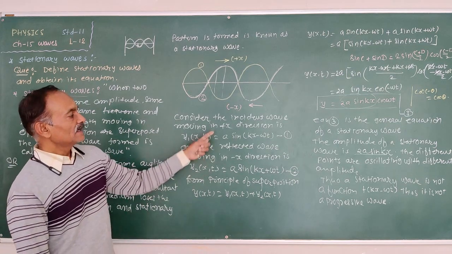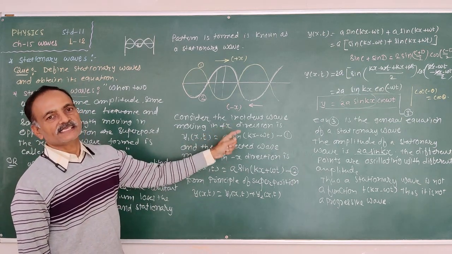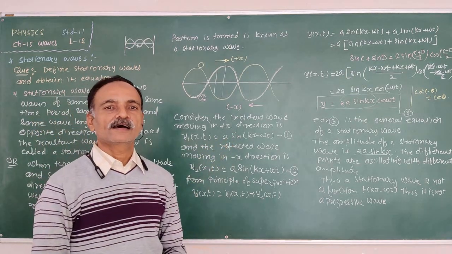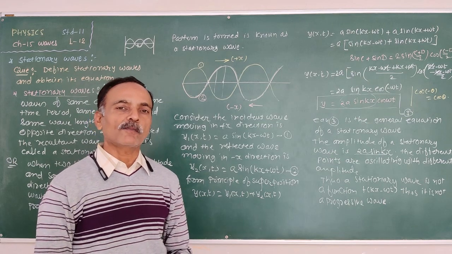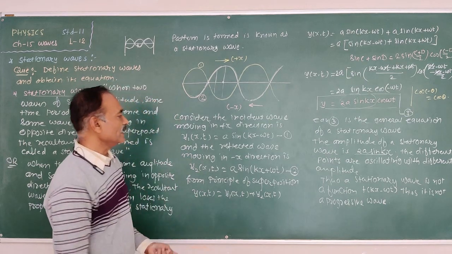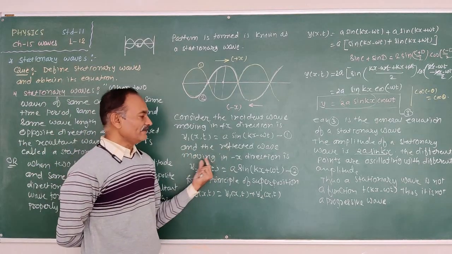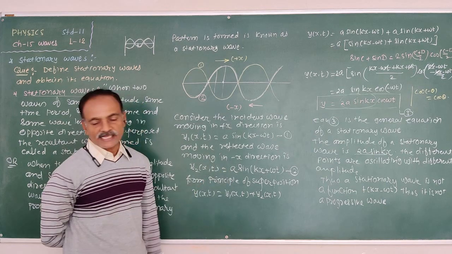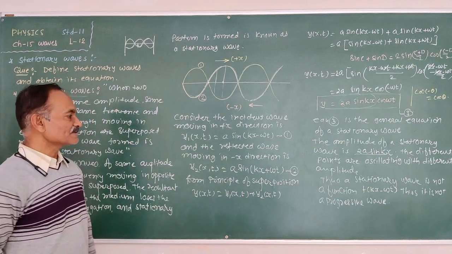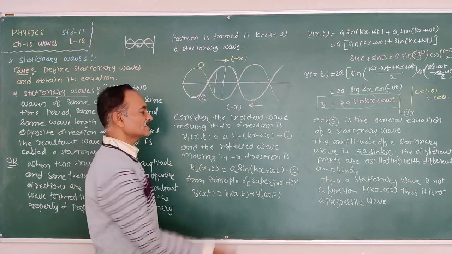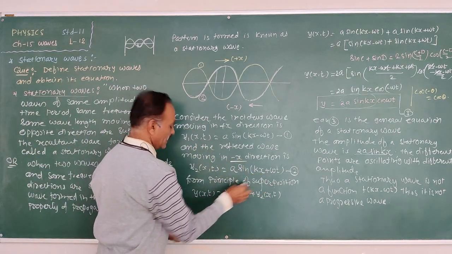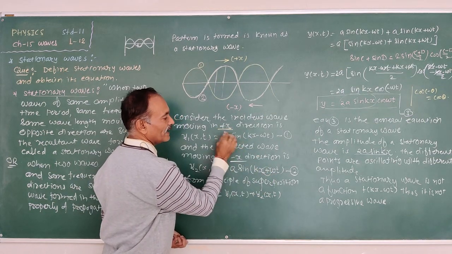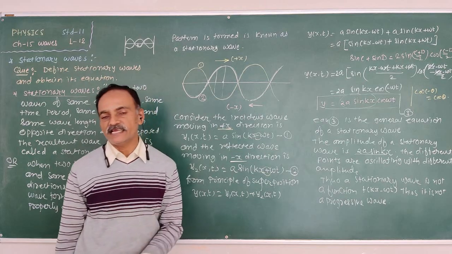This wave is incident on the rigid support and reflects back. Therefore, the same wave is generated, traveling in the opposite direction. So the reflected wave moves in the minus x direction. Therefore, y2(x,t) is equal to a sin(kx + omega t). Here this wave is traveling in minus x direction, so the sign is positive. The incident wave is moving in positive x direction, so there the sign is negative.